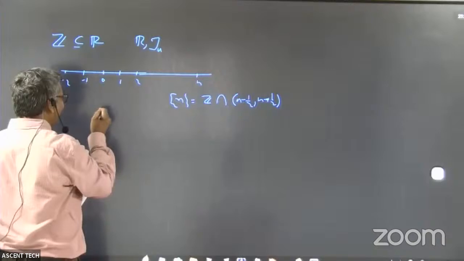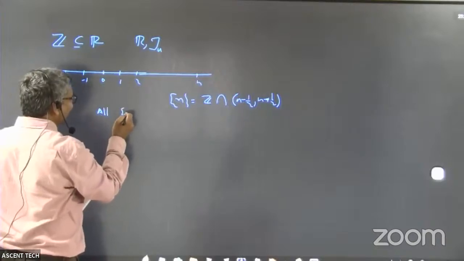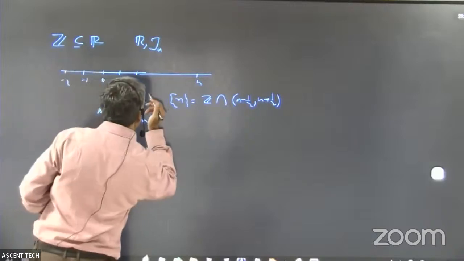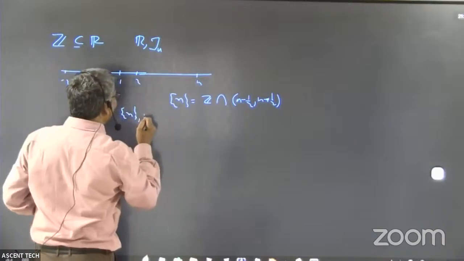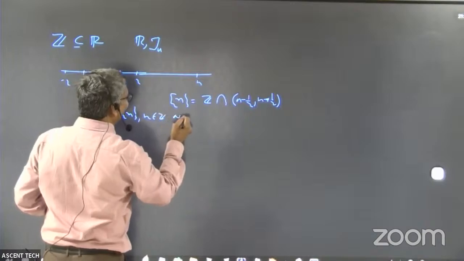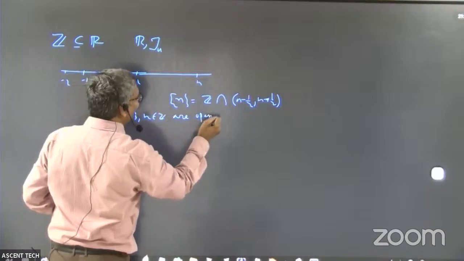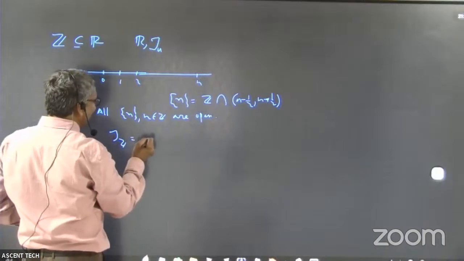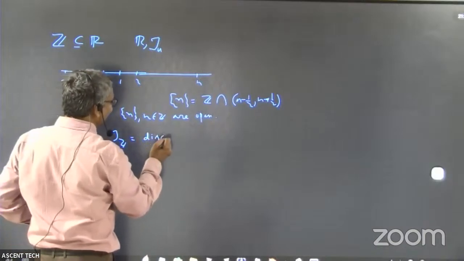So all singletons {n} in Z are open. So T_Z is actually going to be the discrete topology on Z.